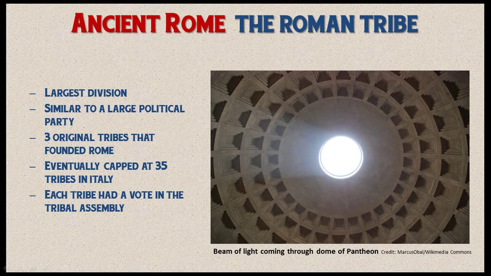Now, above the structure of the clans was the tribe, and this was the largest division of the Roman people. These were essentially very large religious and military communities, which might reside on an entire hill inside Rome or have control of a large portion of the countryside outside of the city. Like the clan, the tribe was governed by a council of elders.